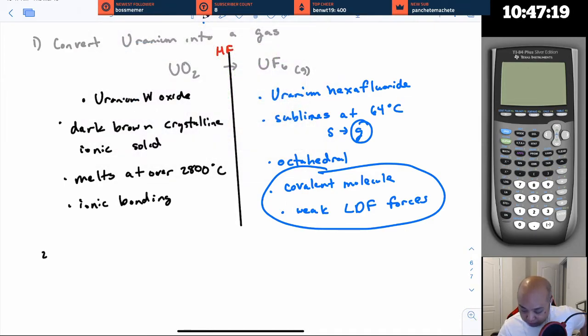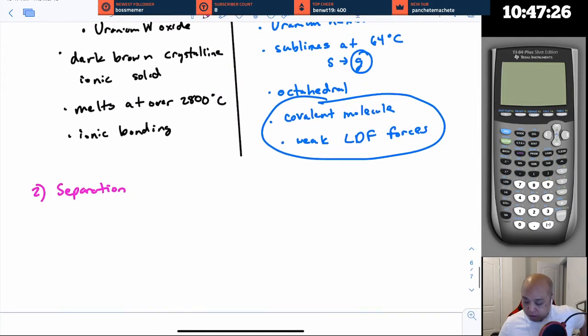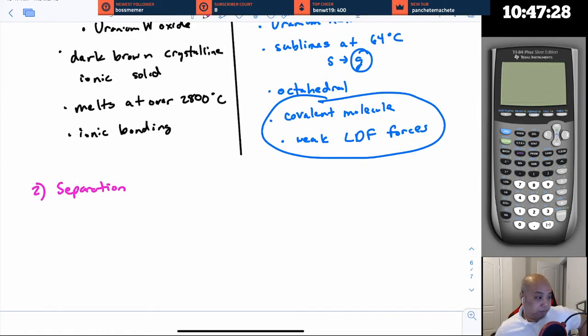Oops, let me change color here. Okay. So, separation techniques. And this is a little bit of math involved as well. Sorry. The first separation technique is what's called gas diffusion.